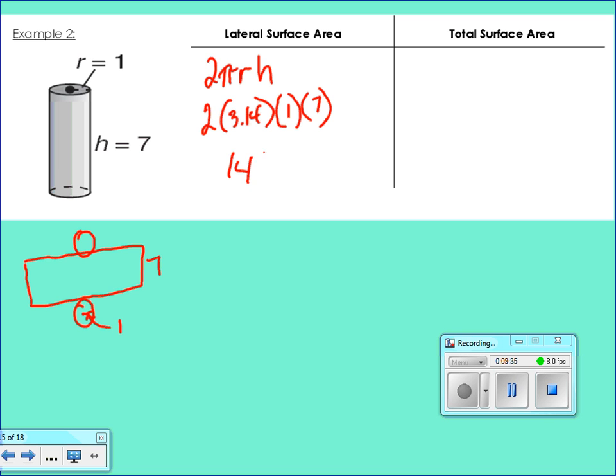14 times 3.14. And what is our lateral surface area then? Anybody got it? 3.14 times 14 is 43.96. Okay?